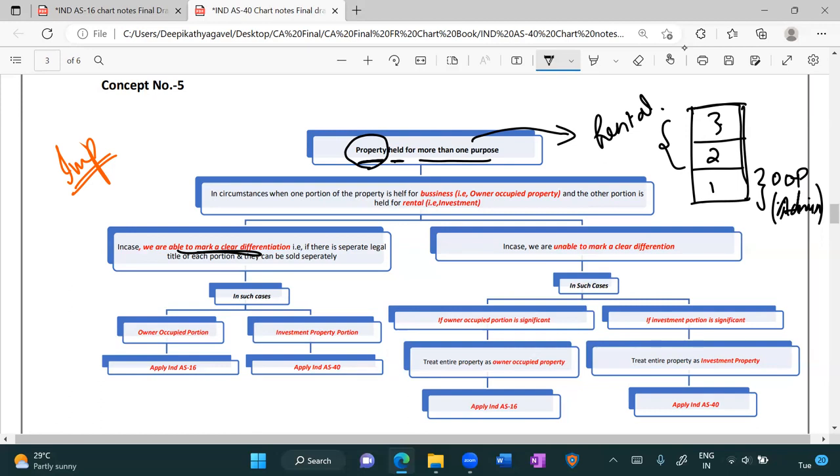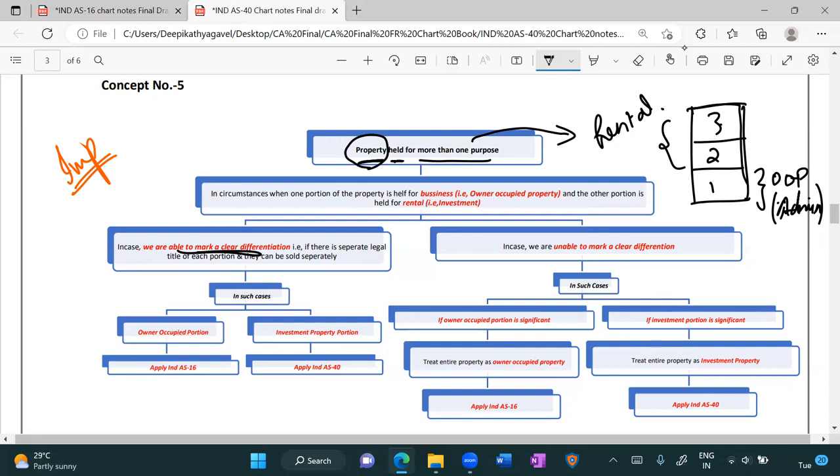The standard is telling us to check whether you can mark a clear differentiation. How will we mark a clear differentiation? There should be a separate legal title for all the different portions. If the answer is yes, there is a separate legal title. That is, let's say there's a stamp document for the first floor separately, for the second floor separately, for the third floor separately. That means the first floor can be sold separately.